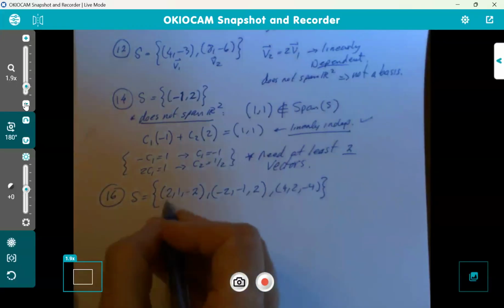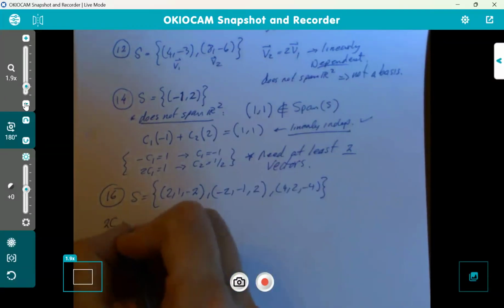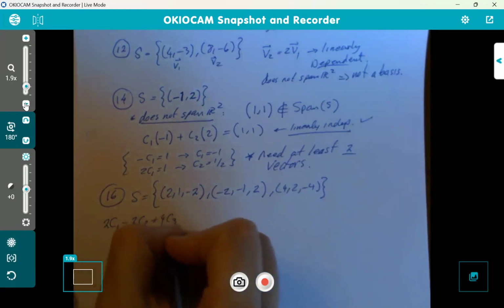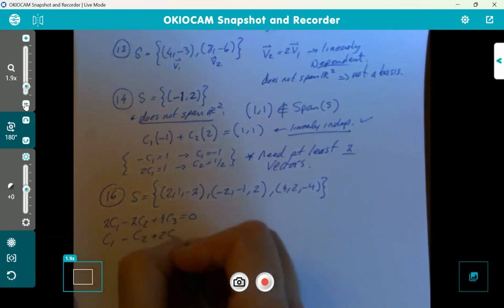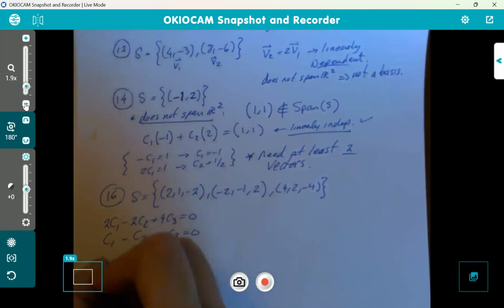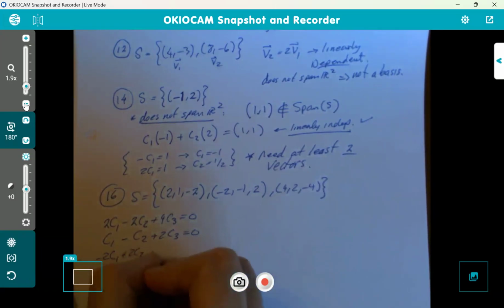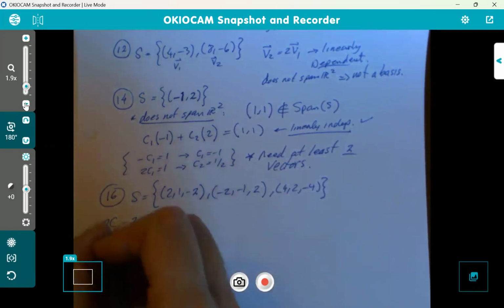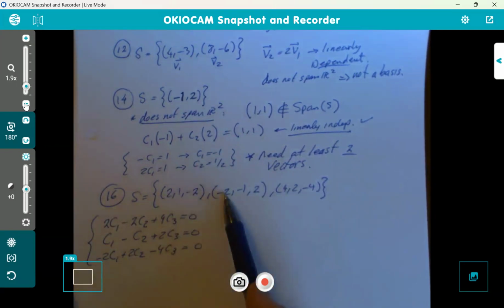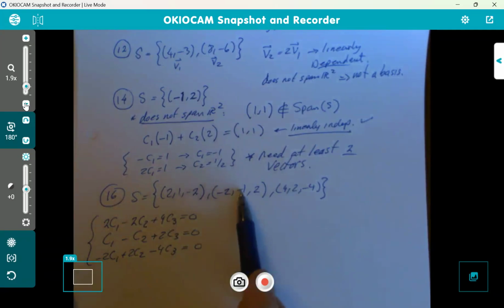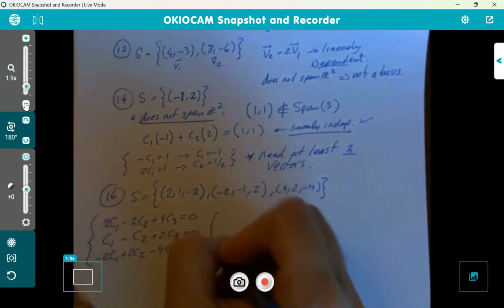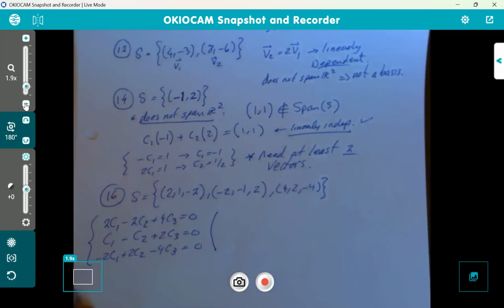So here's my set. I'm going to set up the coefficients: 2C1 - 2C2 + 4C3 = 0. For linear independence, remember, we look at the homogeneous system. For spanning sets, we look at the non-homogeneous system. So let's take a look at the homogeneous system first. Again, 2C1, negative 2C2, 4C3 should be 0, and the multiples of the other rows should be 0 as well. This is the homogeneous system. Now, let's do Gauss-Jordan on this one.